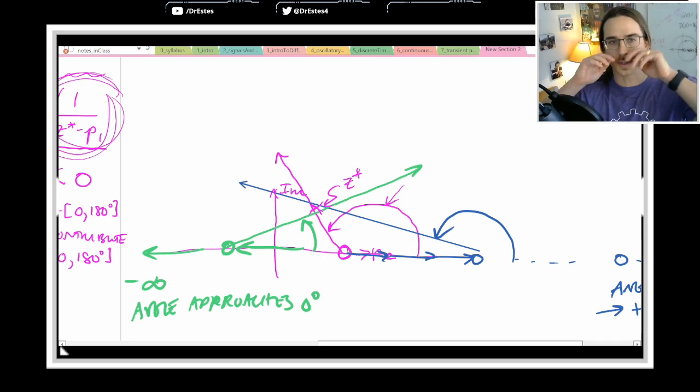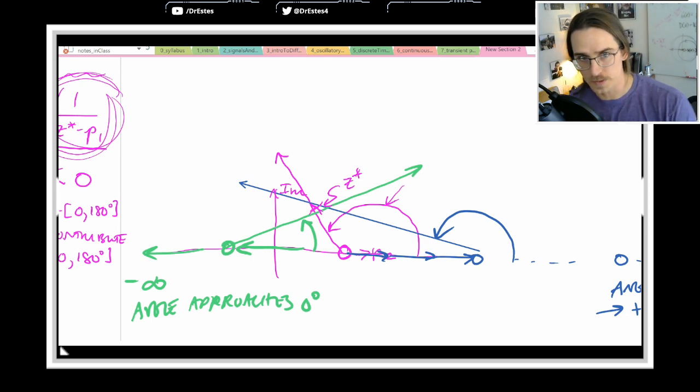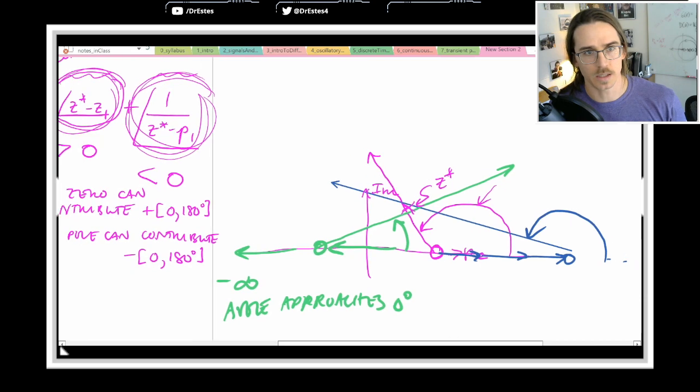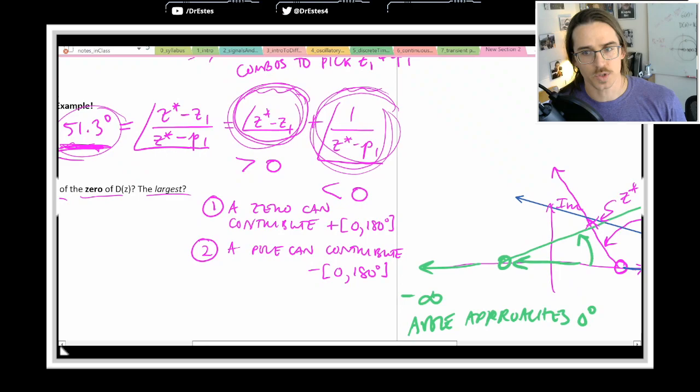Angle approaches 0 degrees. And if it's a pole, same thing. It's going to trend towards 0 degrees. All right, so a pole or a 0 can only be plus or minus 180. That's the full range. And I want us to keep that in mind. I know I'm scrolling away from that.